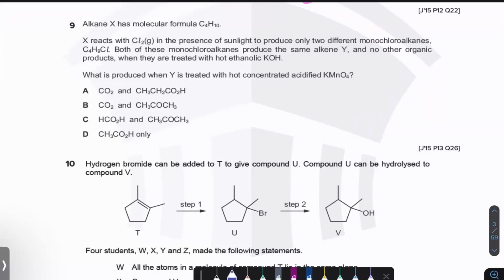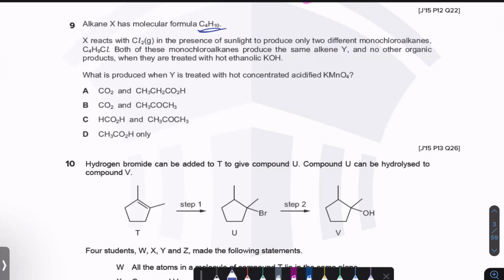Because if they are producing the same alkene, then we have made a mistake with how C4H10 is made. Because see, if C4H10 is like this, then we will not get the same alkene Y. Because if chlorine is attached here, we have two options: either we get the double bond here, or we get the double bond on one side as I made it earlier. Is everybody with me here? Why is this not going to work? Because they said they produce the same alkene.